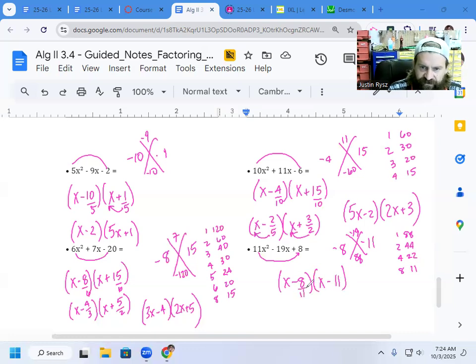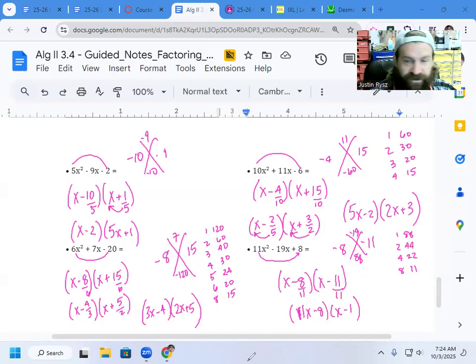Divide them both by 11. 8 does not divide by 11. So we get 11x minus 8. 11 does divide by 11. That would be 1.